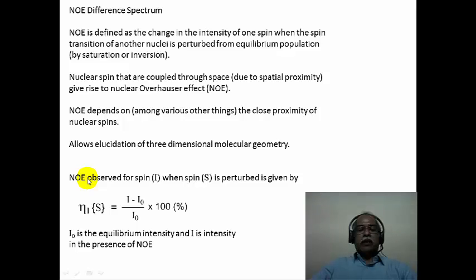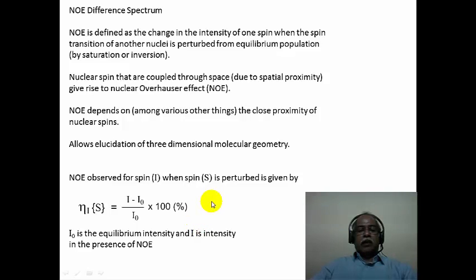The nuclear Overhauser effect observed for a spin I when spin S is perturbed is given by this expression. This eta I is the nuclear Overhauser effect when the spin I is observed and the spin S is saturated. This would be essentially the difference between the intensity of the signal in the absence and in the presence of nuclear Overhauser effect. I is the intensity in the presence of nuclear Overhauser effect, and I0 is the original intensity in the absence of nuclear Overhauser effect, divided by the intensity in the absence of nuclear Overhauser effect, times 100, gives the percentage observed nuclear Overhauser effect in terms of this expression.